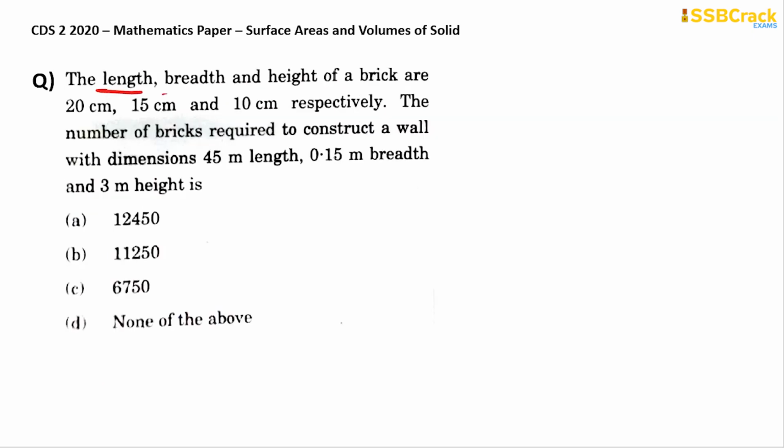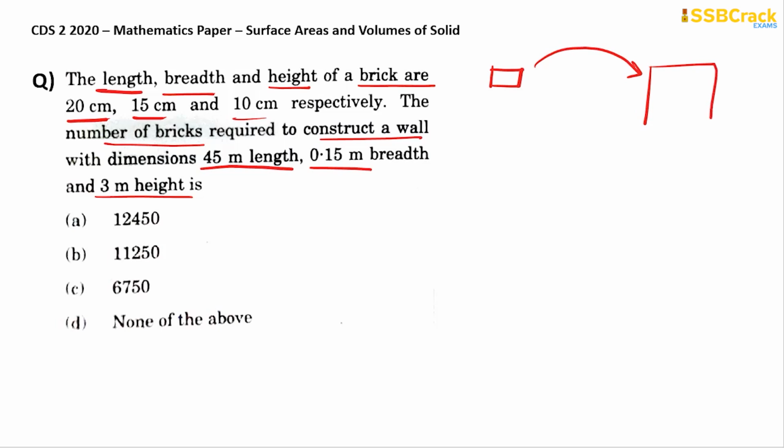The length, breadth and height of a brick are respectively 20 centimeter, 15 centimeter and 10 centimeter. The number of bricks required to construct a wall of dimension 45 meter in length, 0.15 meter in breadth and 3 meter in height. So how many bricks are required? So this is simply a formula where you are equating the two volumes, because here you are using the volume of one brick to make a wall, which comprises a number of bricks. So we need to find this number of bricks.